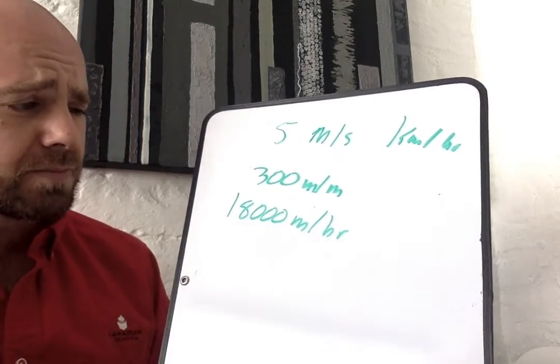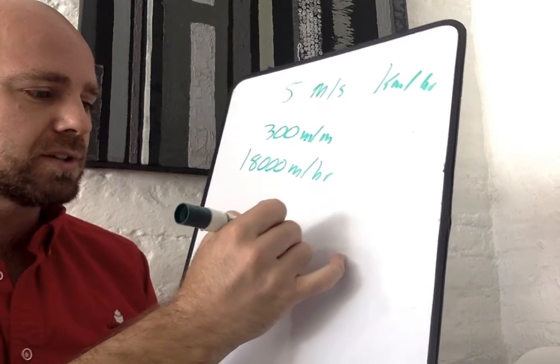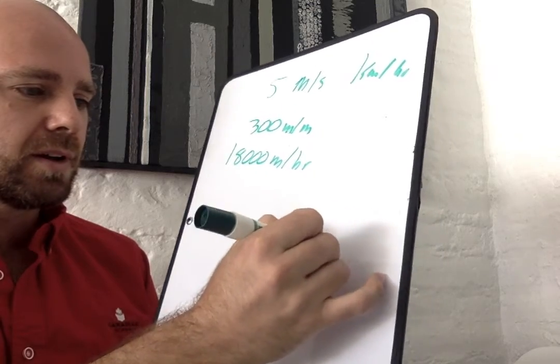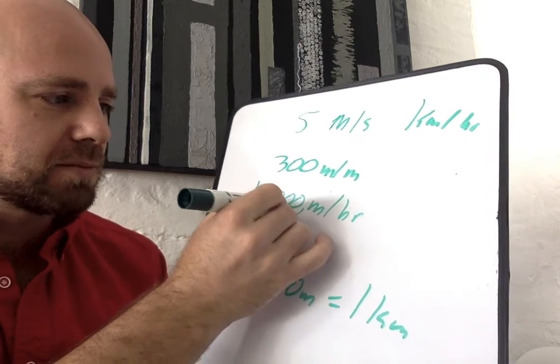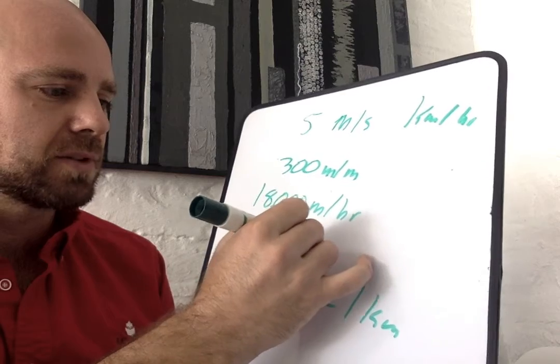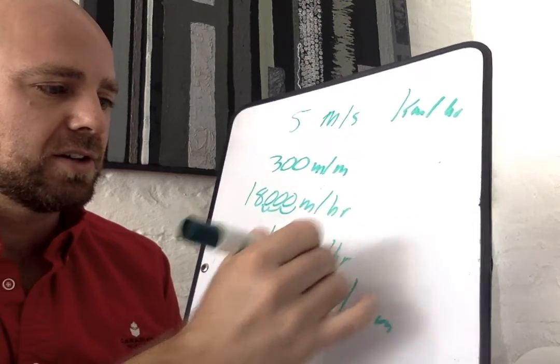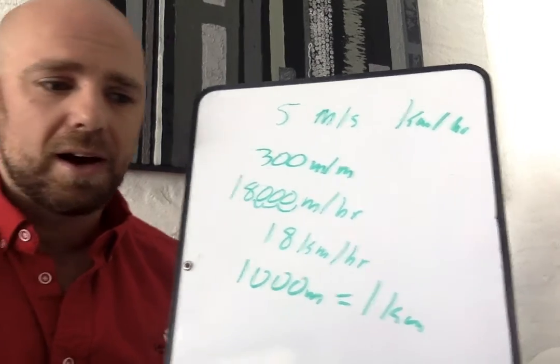So what do I have to do to go from meters to kilometers? Well, I know that I have 1,000 meters in 1 kilometer, so I have to divide this by 1,000, or move my decimal 1, 2, 3 places. So we can determine that the squirrel can travel at 18 kilometers per hour, which once again is very, very fast. So these are a bunch of examples where we're manipulating the rate at which something is happening.